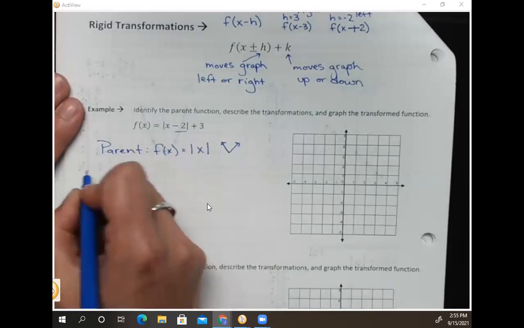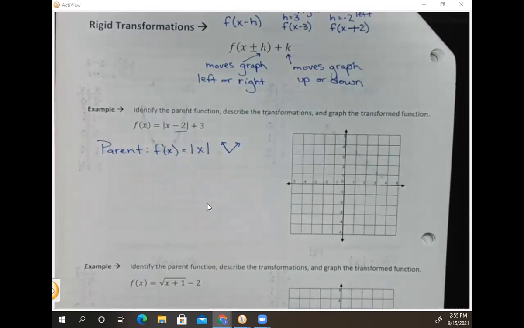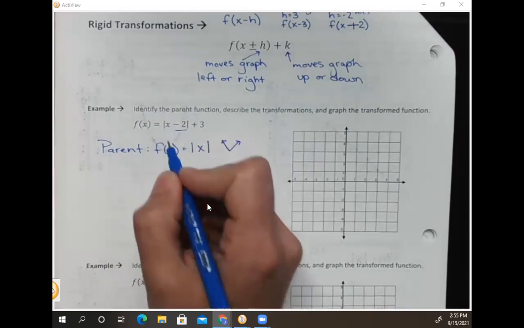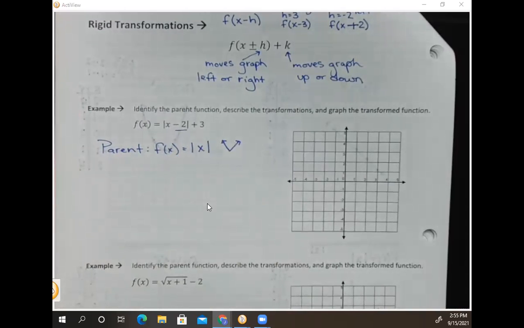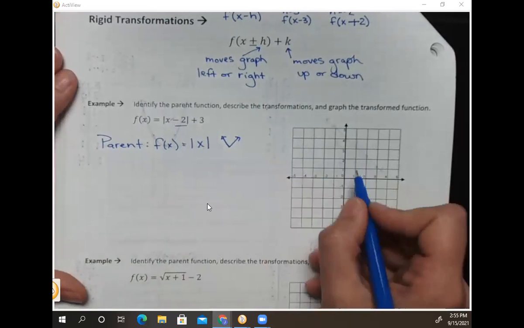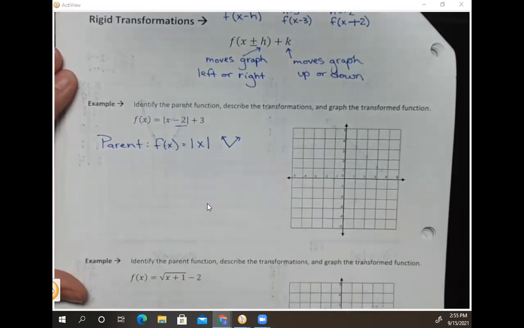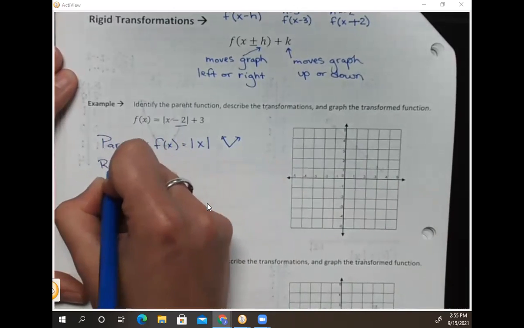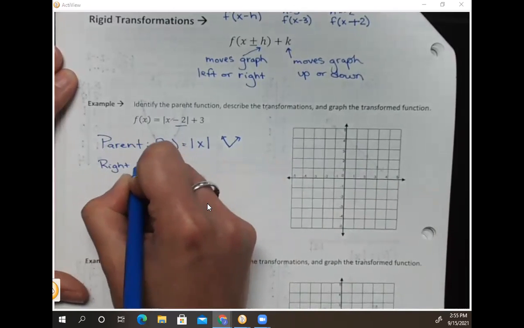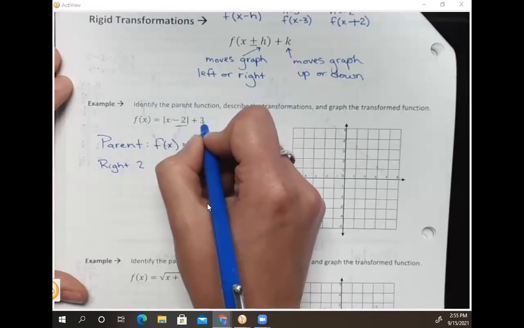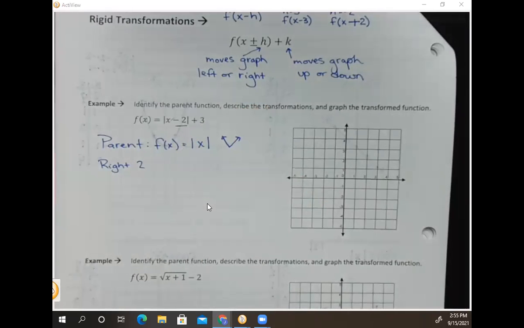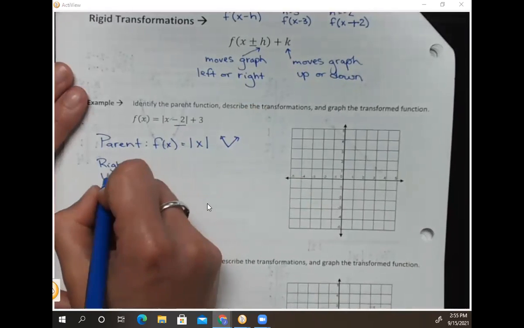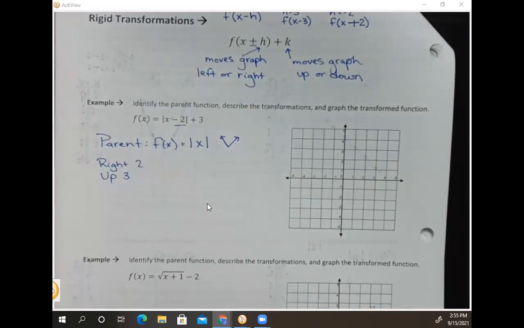Okay, so this minus 2 here, remember, inside with x does the opposite. And maybe that's not how you guys think of it. I think if it says minus, it should move backwards, but it doesn't, right? That's the part that I said was a little confusing here. So since it's minus, it's going to move forward. It's going to move to the right. So we'll move to the right 2, and then how about this plus 3 at the end? 3 up, yeah. Up 3.